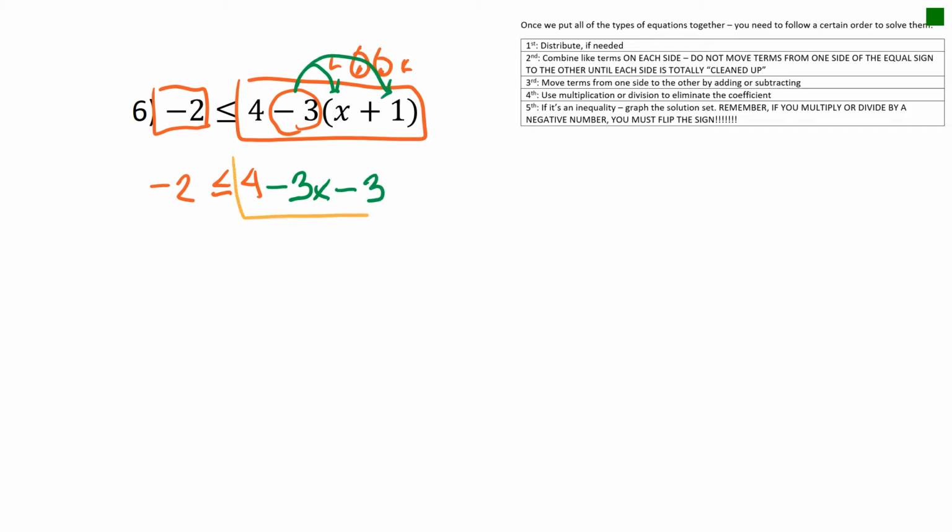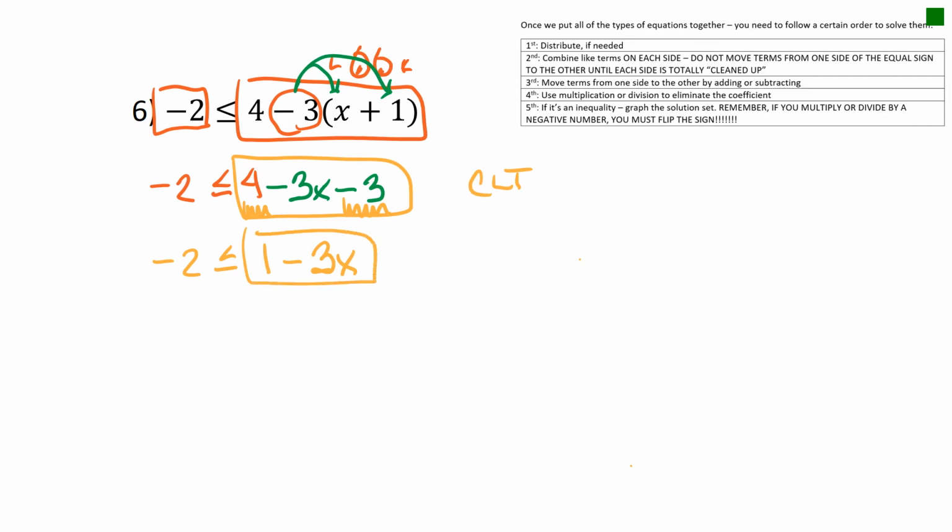Now we're still looking at this left or right hand side, and the question now is, do we have to clean up? Yep. Leave the negative 2. Leave the less than or equal to. What do I clean up? 4 and minus 3. 4 minus 3 is 1 minus 3x. Now over here, I'm ready to move. So I'm going to subtract 1. Negative 2 minus 1 is negative 3. Less than or equal to, I still have negative 3x there.